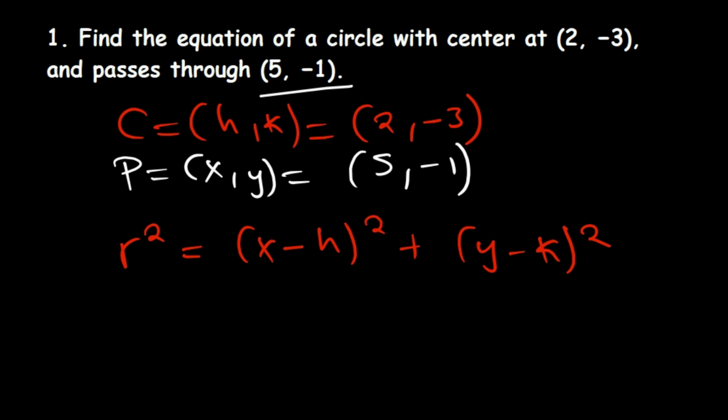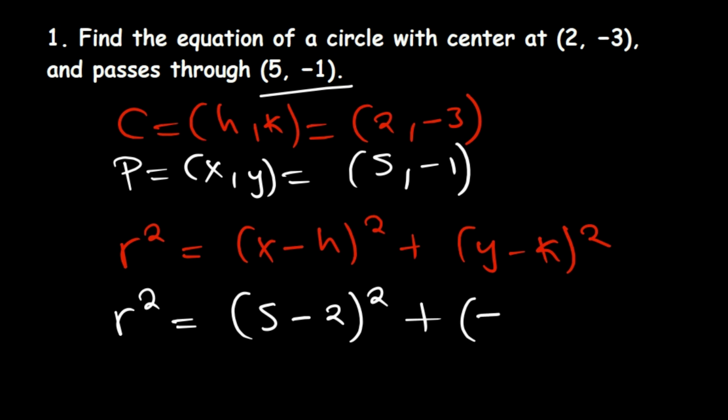So just substitute. The first thing is to determine the radius, which we will. So substituting into the equation, what is our x? Our x is 5. Our h is what? 2. I hope you're able to see. Y is -1 and our k is -3.